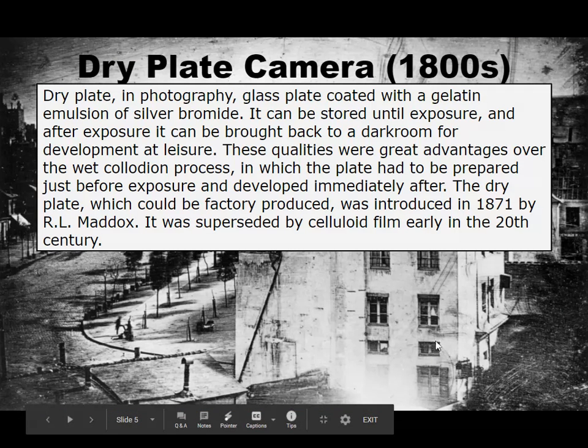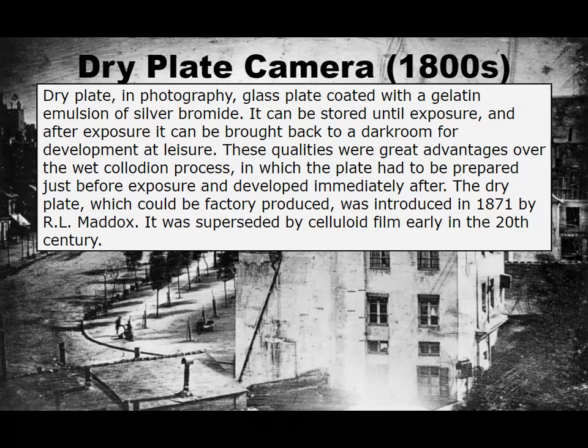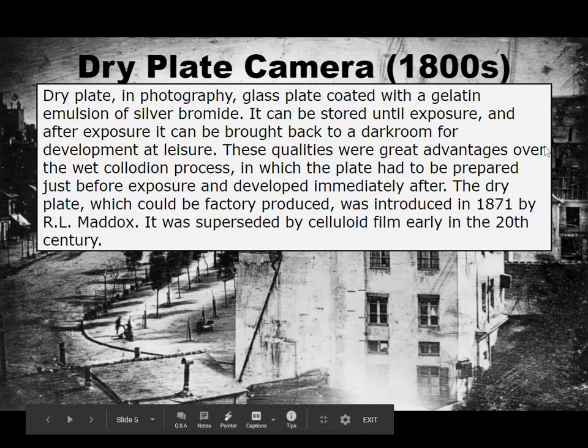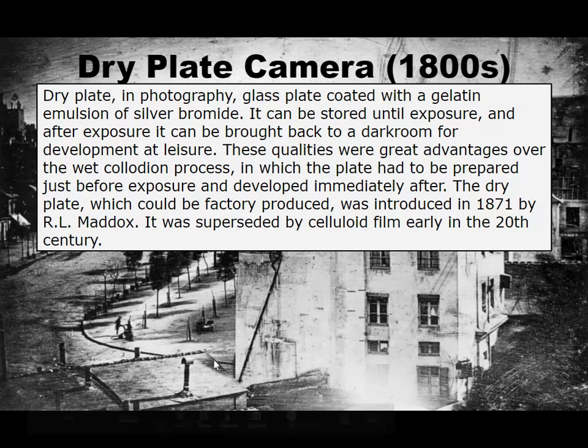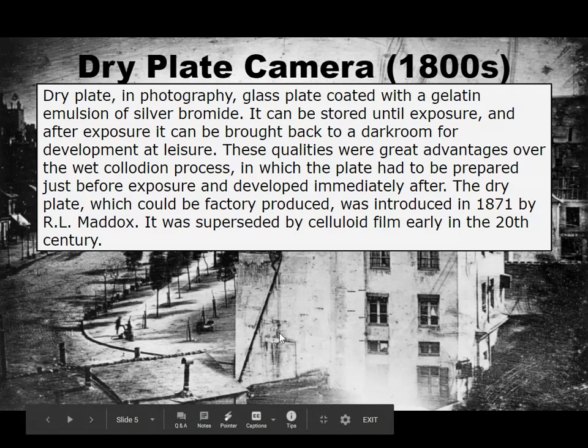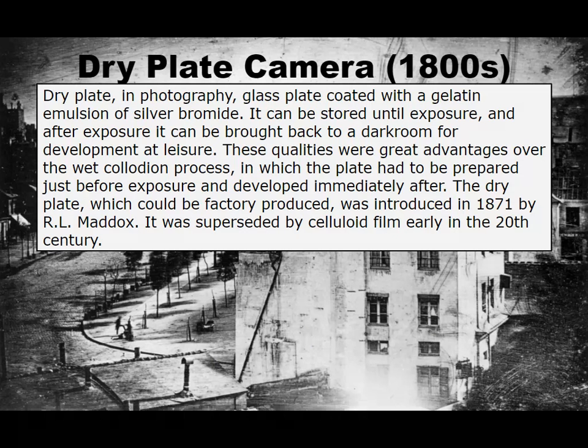Then came the dry plate camera. Dry plate is a glass plate coated with a gelatin emulsion of silver bromide. It can be stored until exposure, and after exposure, can be brought back to the darkroom for development at leisure. This had great advantages over the daguerreotype, which had to be developed immediately.